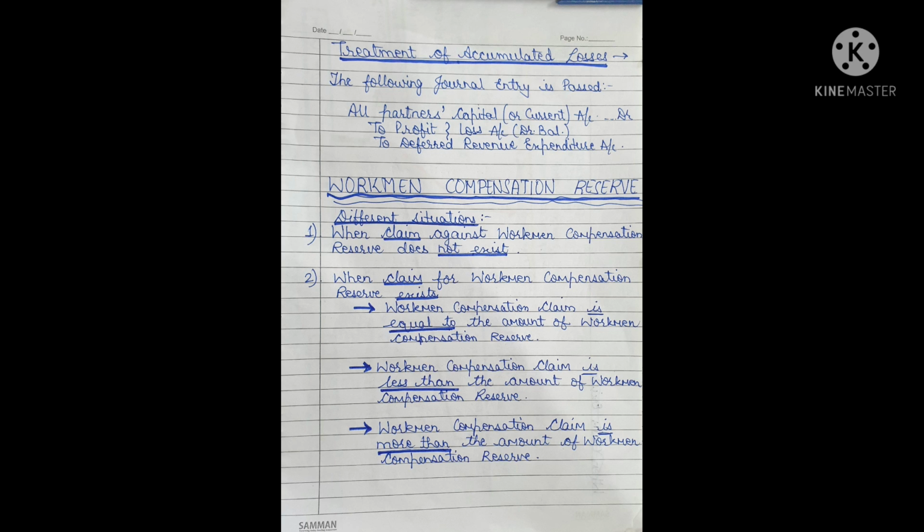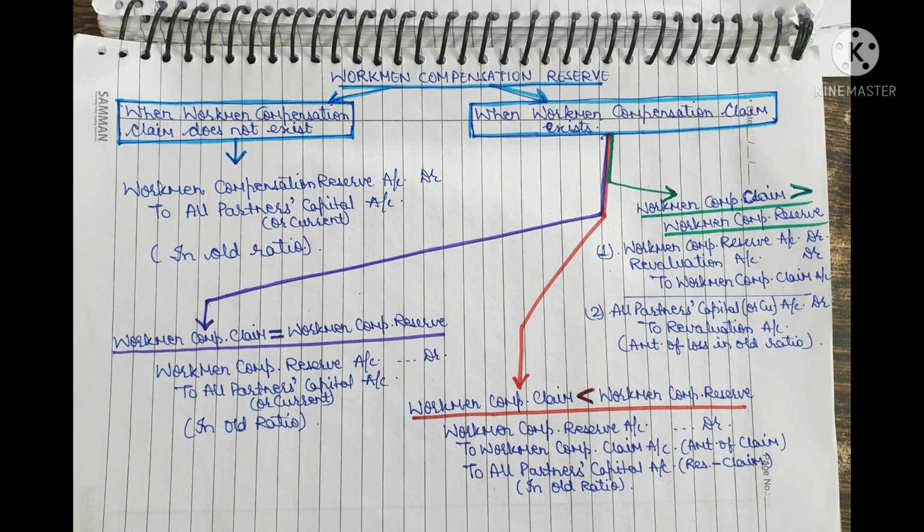This situation is again subdivided into three different parts. First, when the workmen's compensation claim is equal to the amount of workmen's compensation reserve. Second, when the workmen's compensation claim is less than the amount of workmen's compensation reserve. And the third one is when the workmen's compensation claim is more than the amount of workmen's compensation reserve. We can very well understand the different situations and the entries to be passed under different situations through this flowchart. Let's have a look at that now.